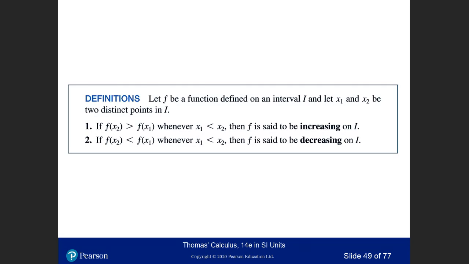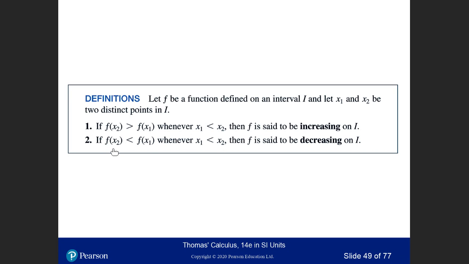Now let's look at some properties of functions. Suppose a function f is defined on an interval, let's call this interval I, and x1 and x2 are two distinct points in I. If f of x2 is greater than f of x1 whenever x1 is less than x2, then we say that f is increasing, because as you increase x, the function value increases too. So we say that f is increasing on I.